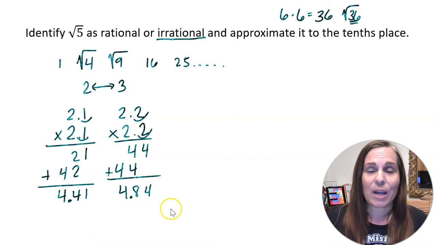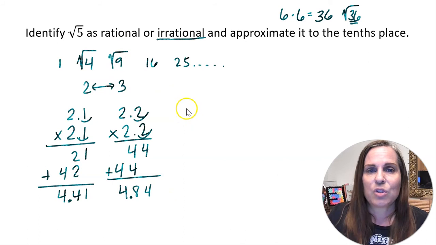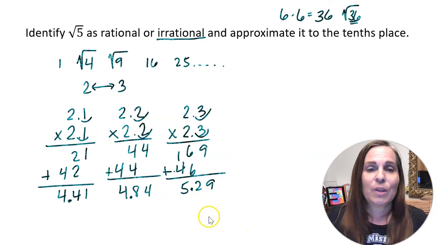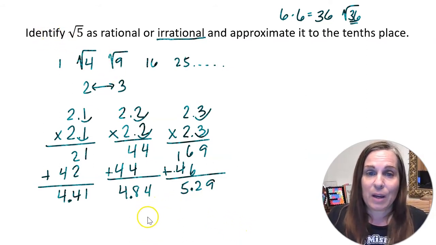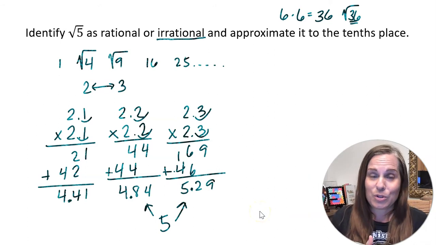So let's try 1 bigger, right? 1/10 bigger. So now I'm going to try 2.3. So 2.3 times 2.3 is 9. That gives me 6, and that's 4. So 9, 2, carry the 1. And again, decimal place, so I need 2. So the square root of 5 is in between this number and this number, but which one is closer?